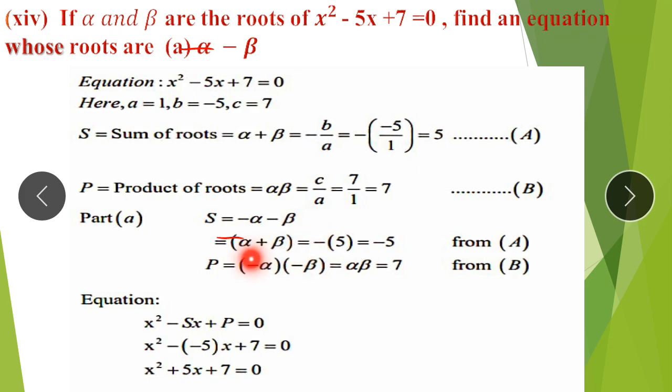Now minus as it is, so instead of alpha plus beta we can write 5, so the sum of the roots will be minus 5. And the product of the roots means this is the first root and this is the second root, so when they are multiplied, minus into minus will be plus, so it will result in 7. So the sum and product of these roots will be minus 5 and 7. Let's put this in the equation. Minus from here, the sum of the roots is minus 5 and the product of the roots is 7.